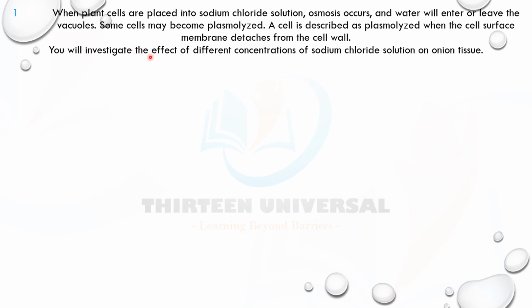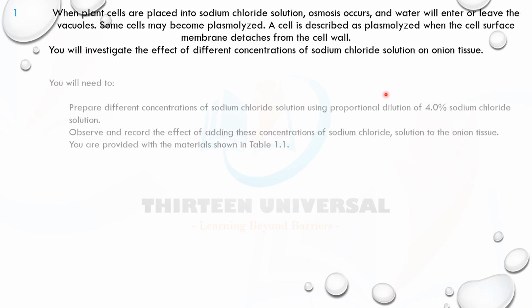You will investigate. Always pay attention to what you're investigating: the effect of different concentrations of sodium chloride solution on onion tissue. All right. So which of them is the independent variable? Of course, effect of independent variable on dependent, so different concentrations. All right, let's see how different concentrations of sodium chloride affect onion tissue. Okay, let's go to the next paragraph.